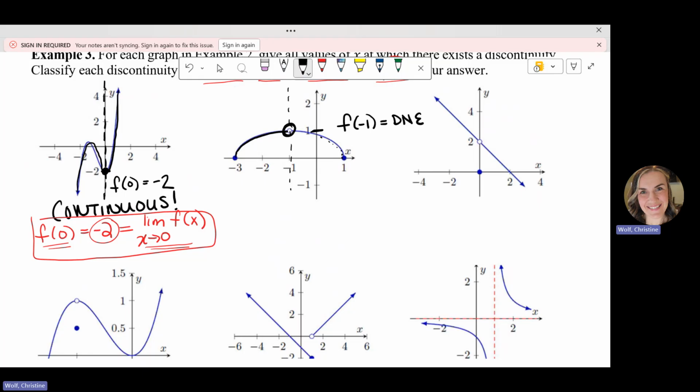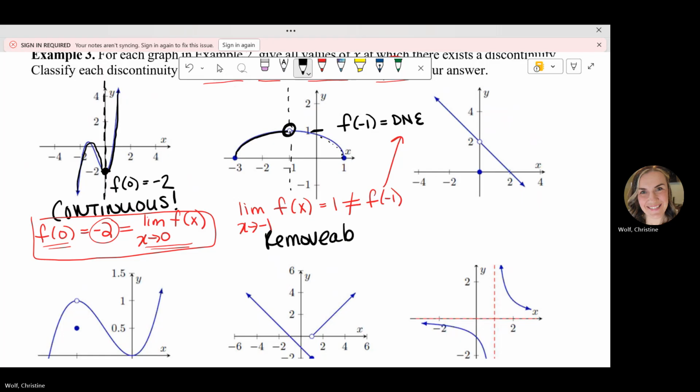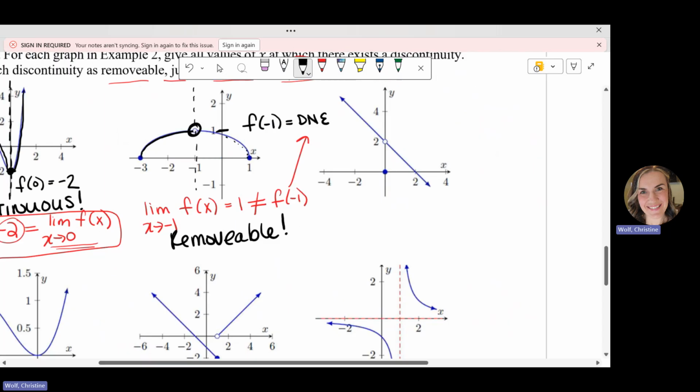So that's how we know we have a removable discontinuity. I'll write down the notation here. I checked the limit, and when I approached -1 from both the left and the right of this random function, it gave me an answer of 1. But that is not equal to f of -1 because we already proved f of -1 does not exist. So the limit does not equal the actual value at that point, and that's the definition for removable. Okay, on to the next.